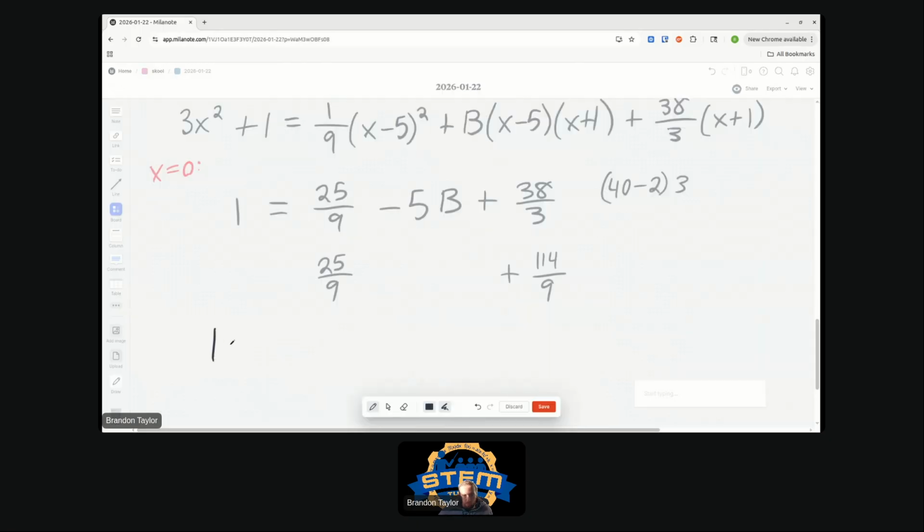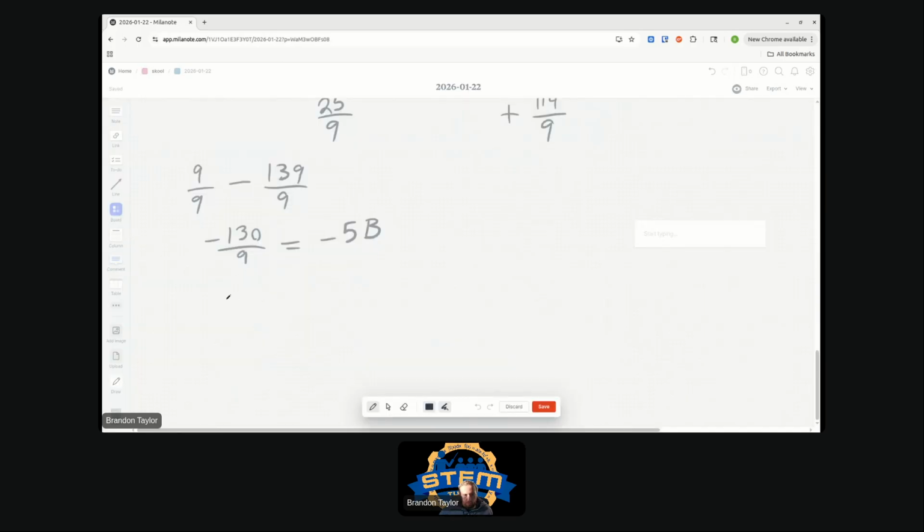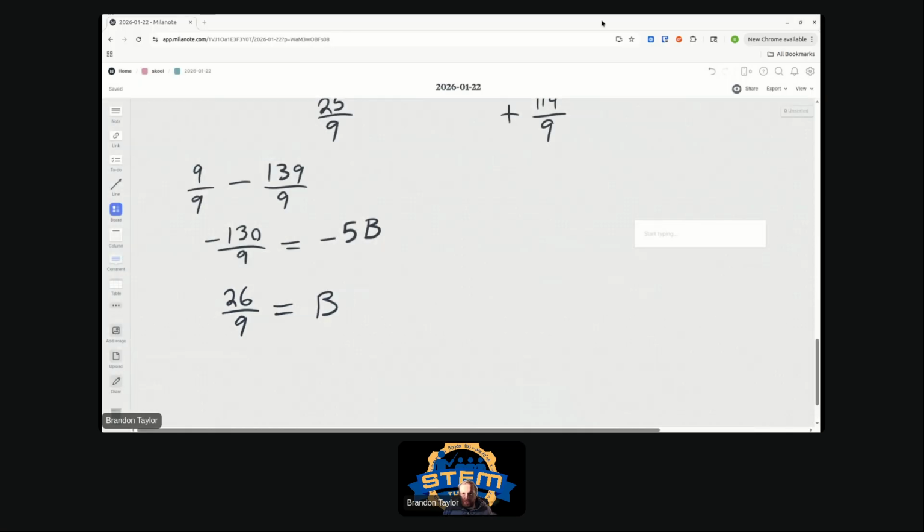So basically you get, and then subtract that to the other side, 1 minus 139 divided by 9. If you want to get common denominators here, you could say 9 and 9. 1 is 9/9. So it seems like negative 130 over 9 equals -5B. Divide by -5 now, and that would just be 26/9. So hopefully that logic is clear that we get 26/9 when we work that through.